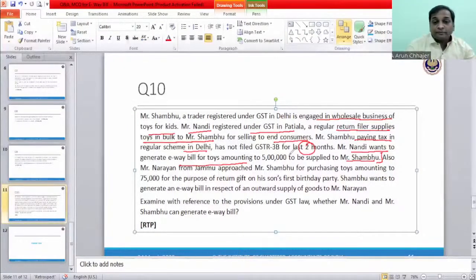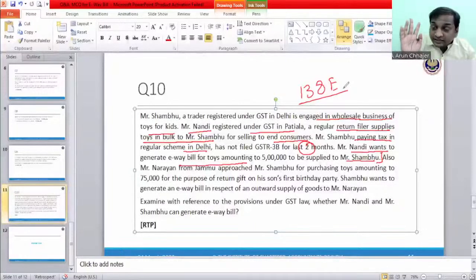Not possible. Why? Because he has been covered by Rule 138E. He cannot furnish or generate the e-way bill. The generation facility would be blocked if he has not filed the GST return for 2 consecutive months. Who has not filed? Mr. Nandi wants to generate the e-way bill amounting to rupees 5 lakh to be supplied to Mr. Sambhu. Mr. Sambhu has not filed. Correct. Mr. Sambhu is the defaulter.